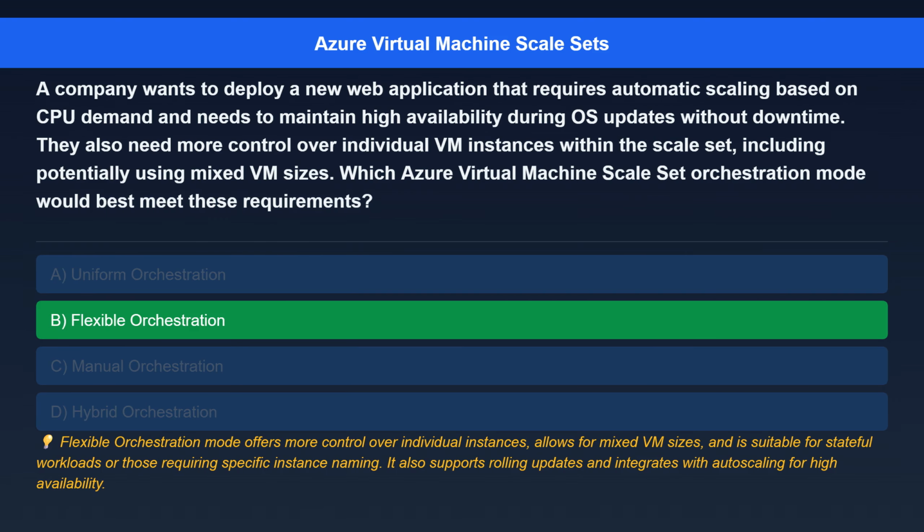Here's the explanation. Flexible Orchestration mode offers more control over individual instances, allows for mixed VM sizes, and is suitable for stateful workloads or those requiring specific instance naming. It also supports rolling updates and integrates with autoscaling for high availability.